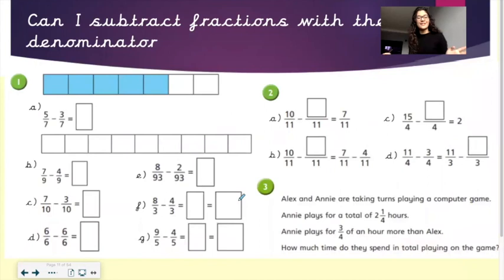Now your independent tasks. You have 3 different questions to complete. Off you go. When you unpause the video, we will then go through the answers together.